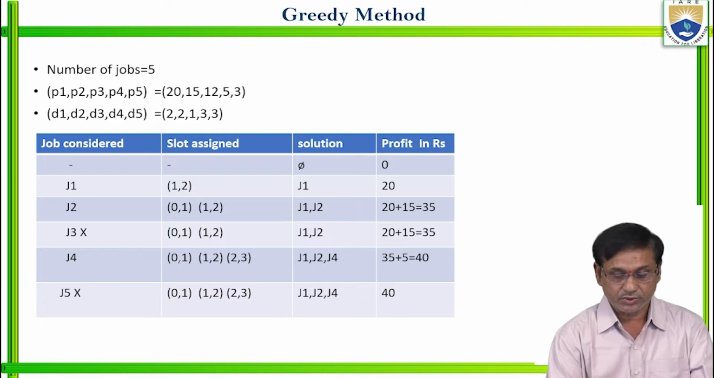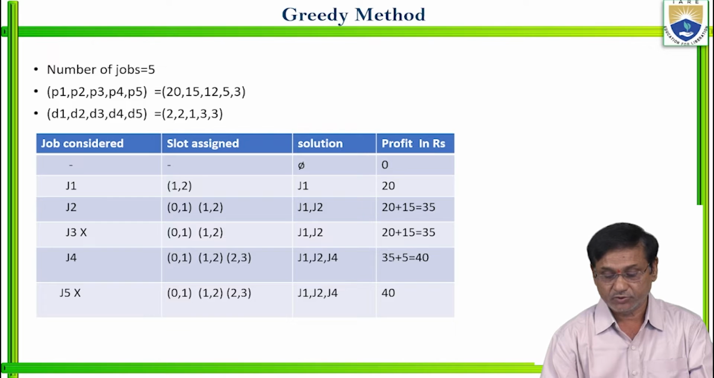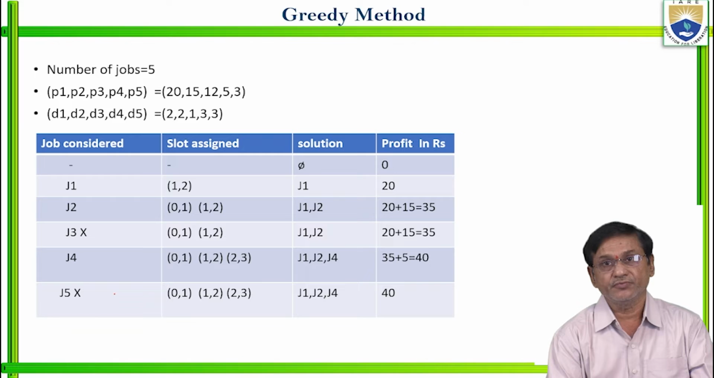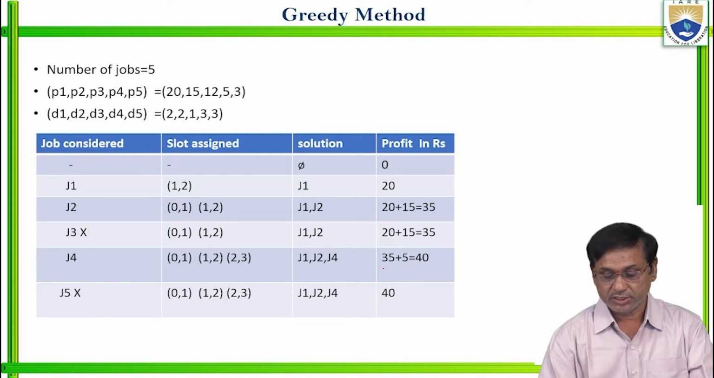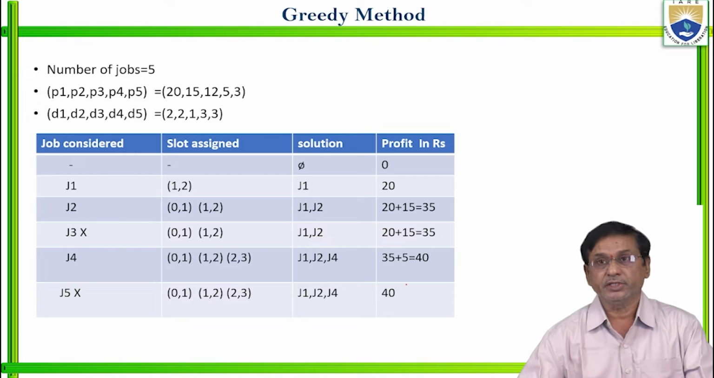Next, J4. J4 can be considered. So he can wait up to 3 hours. So that can be considered in the slot 2 to 3. And the solution is J1, J2, J4. And profit is 35 plus 5 is equal to 40. And J5, there is no slot. So that it cannot be considered. The total profit is only 40.